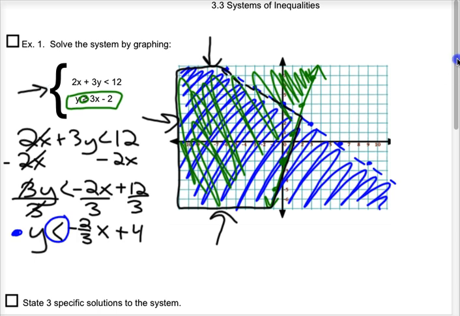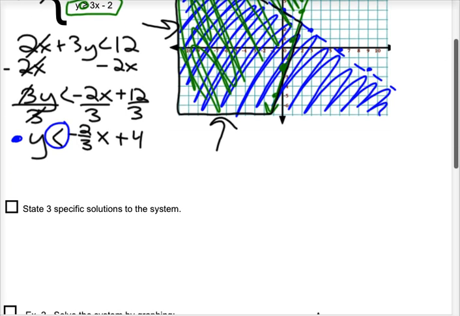Now, you will have to be able to also identify specific solutions in the system. So what that means is you just have to be able to pick out points that are actually true for the system. So what I mean by that is you can pick a point that is clearly inside both regions. So there you can clearly pick the point -1, 0. This is in the solution region. You can pick a point that is on the line. So there, if you have a solid line, your point could be on there. So that 0, -2 would be a solution.